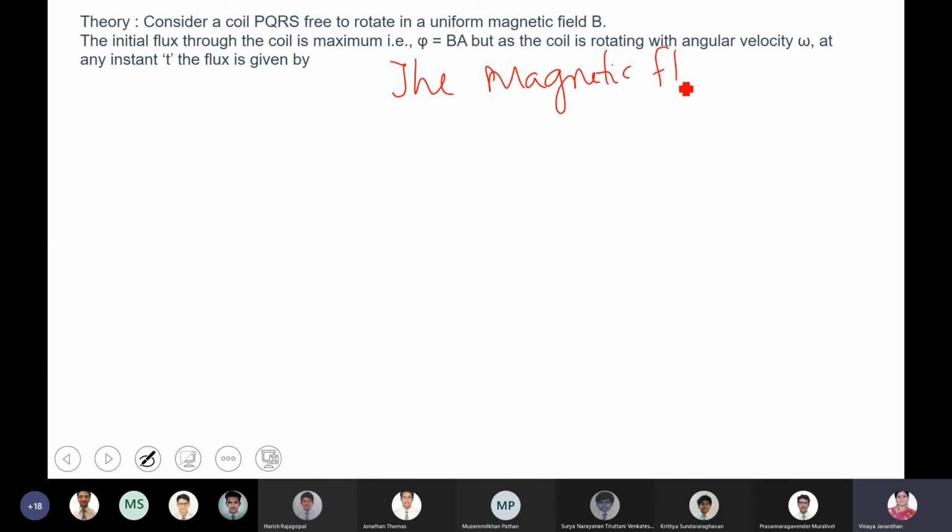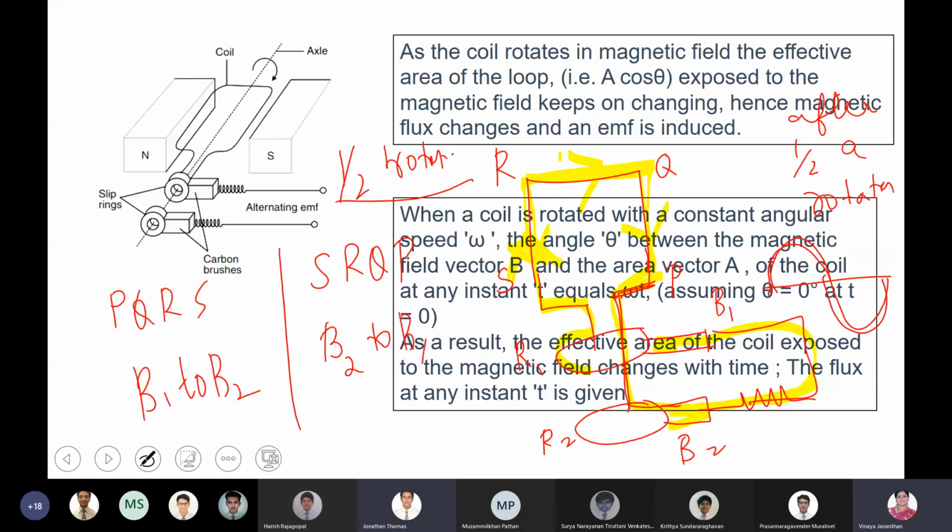I'm not checking because I'm running short of time. Okay. Could you show the magnetic flux? Yes. Can you show the previous slide for 1 second?